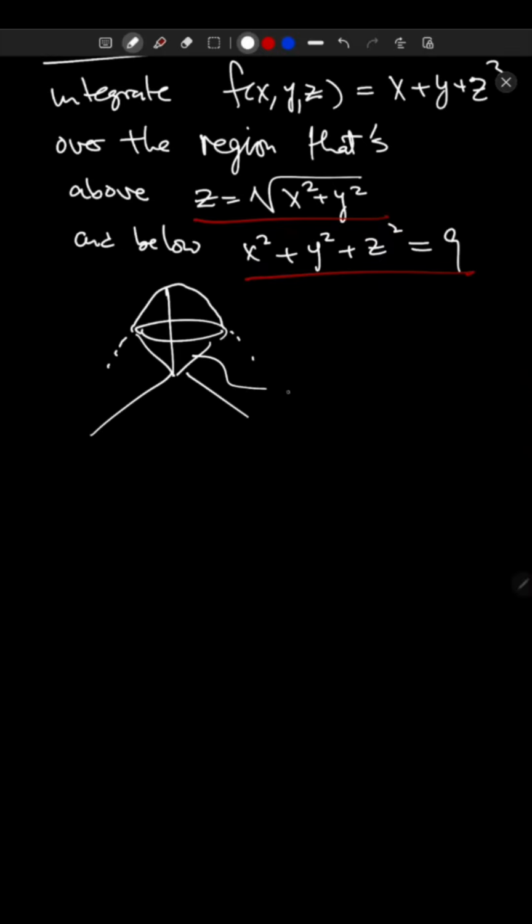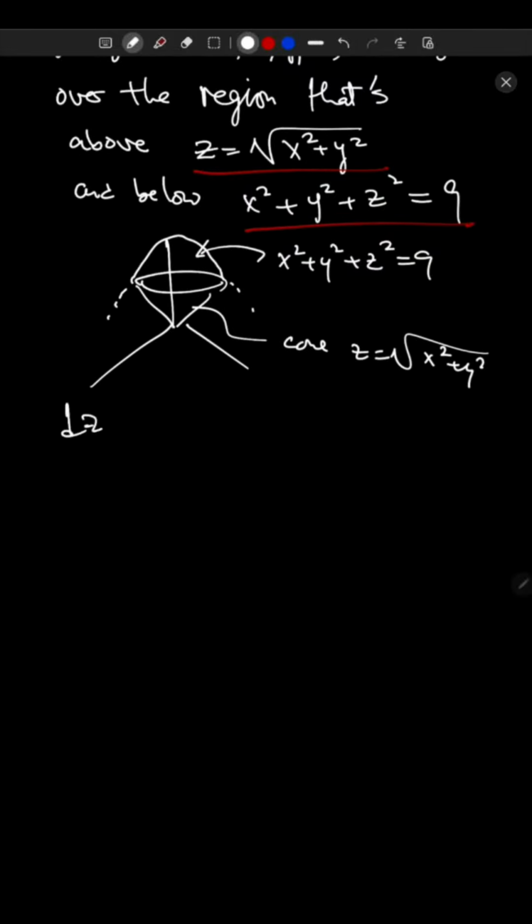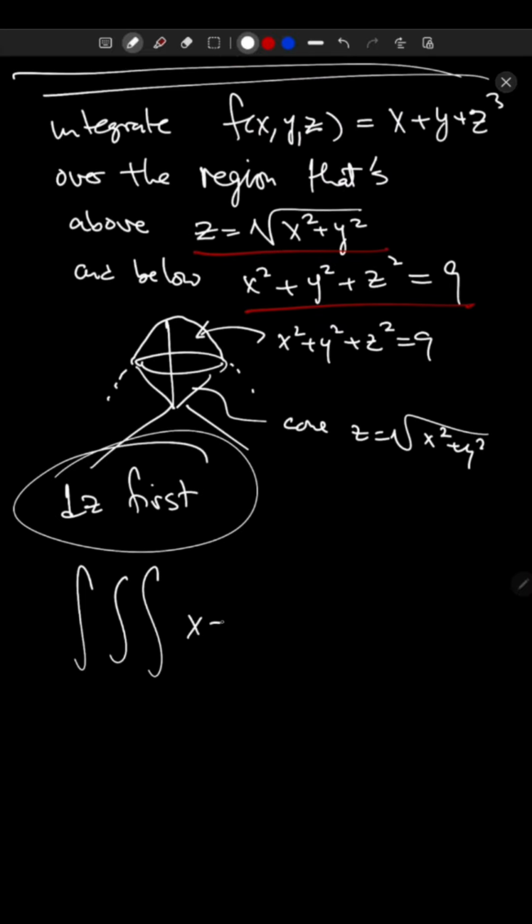This bottom thing is the cone, z equals the square root of x squared plus y squared. And then this top, the ice cream, is x squared plus y squared plus z squared equals 9. All right, so we set this up. Let's do this dz first. Triple integral, whatever our function is, x plus y plus z cubed.